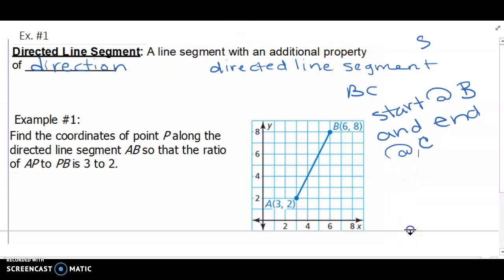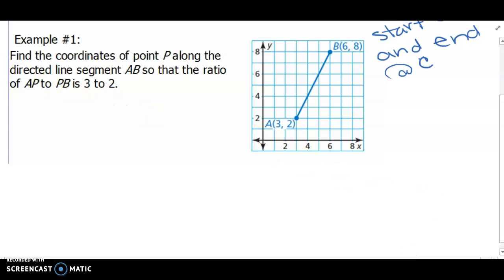All right, so let's look at this example here. Find the coordinates of P along the directed line segment AB. When I say directed line segment AB, that means I'm starting at A and I'm going up to B and I'm stopping at B. So that does matter. So that the ratio of AP to PB is 3:2.